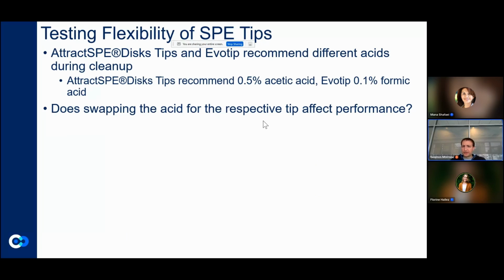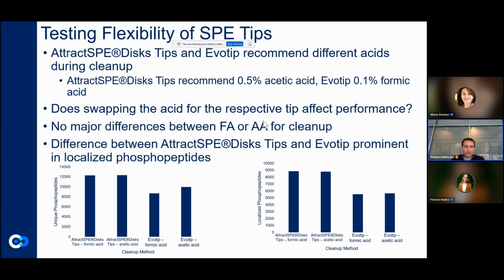But we also wanted to know if we could use the same protocol for a different tip. So mainly, the differences in the protocols deal with what acids to pair your organics and washes with. So we wondered if we could switch these acids around, and would it affect performance? Maybe this is one reason why we're getting these differences. And so if we switch the Affinisep tips from acetic acid to formic acid, we actually didn't find much of a difference in recovery of phosphopeptides.